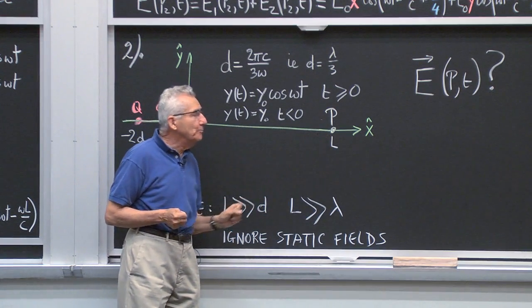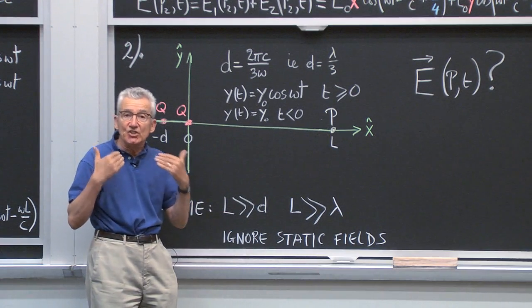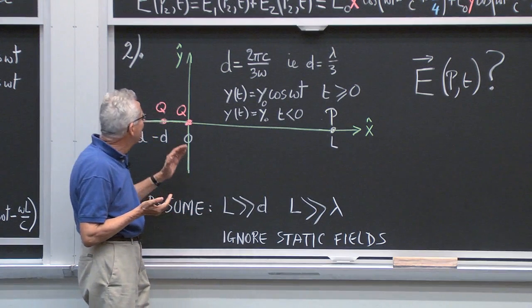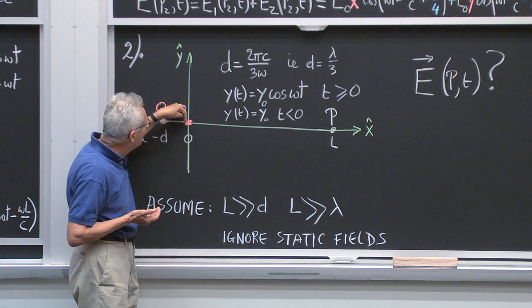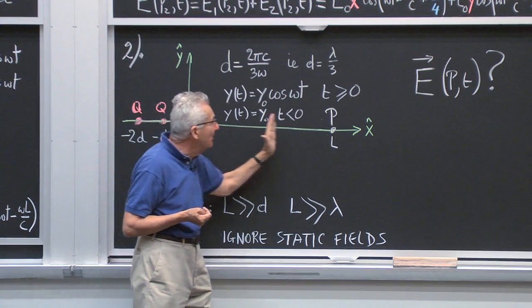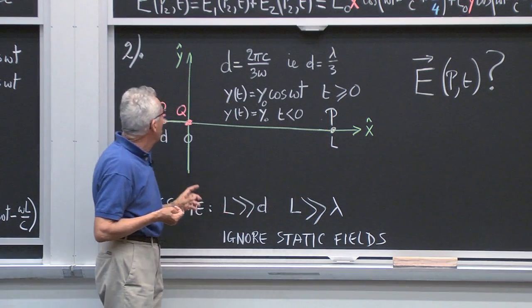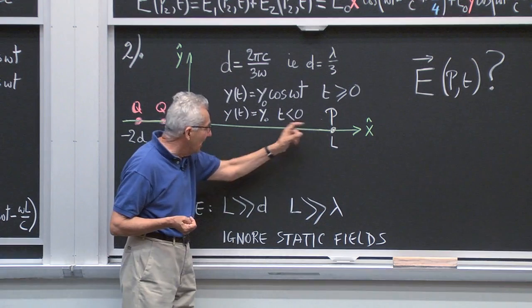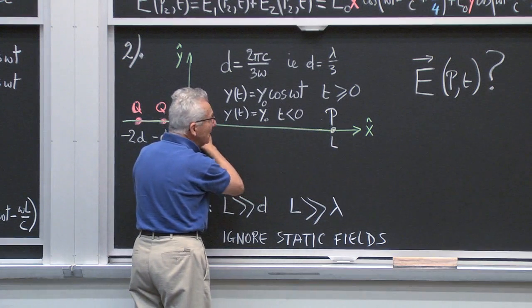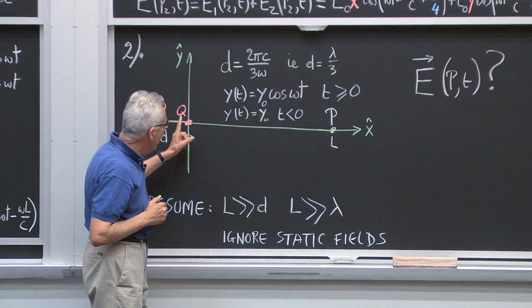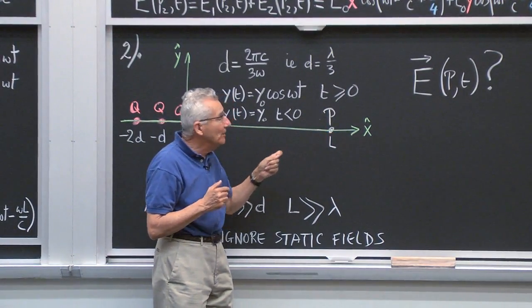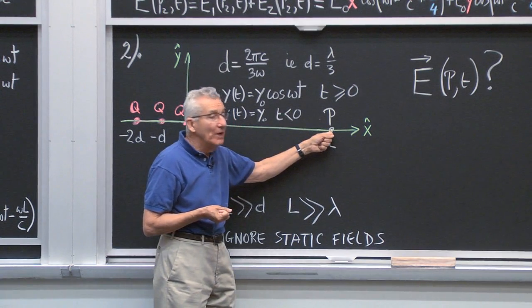Over here, at the point P, the electric field will be initially 0, and it will continue being 0 until the electric field which is generated here propagates that distance. So only after a time L over c will the electric vector get here. So up to the time L over c, there will be no electric field here.